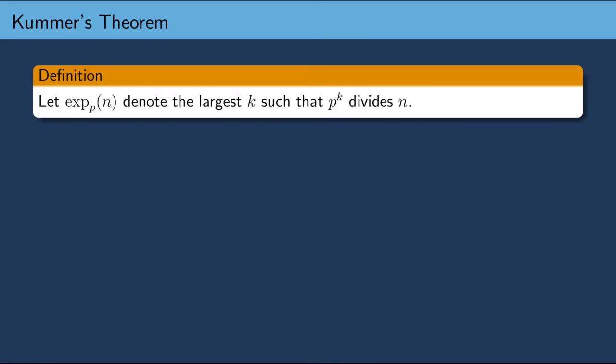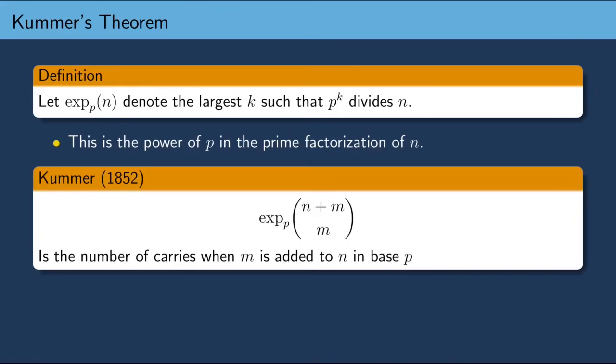I'll introduce the notation exp sub p of n to denote the largest k such that p to the k divides n. This is sometimes called the p-adic valuation, and it's simply the exponent of p in the prime factorization of n. The result by Kummer in 1852 is that the exponent of p in n plus m choose m is the number of carries when m is added to n in base p.